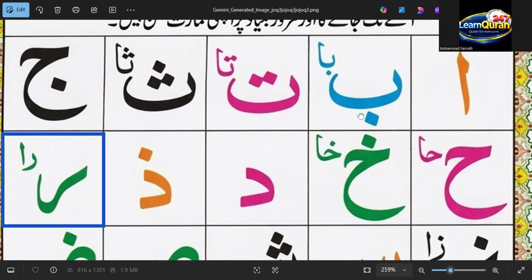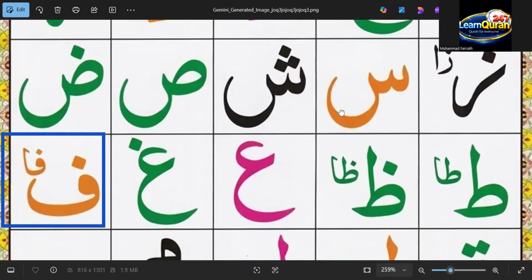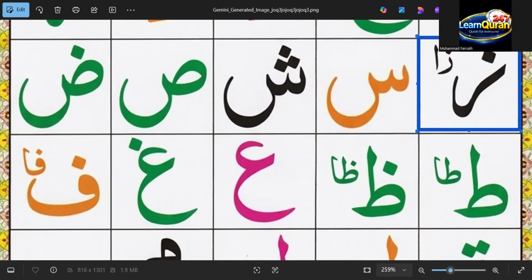Moving to the next letter now. We have the next letter za. Za is a hard letter with a whistle. We pronounce za, za, za, za, and the next is sin. Sin. All right, sin is a hard letter as well, whistle sound.